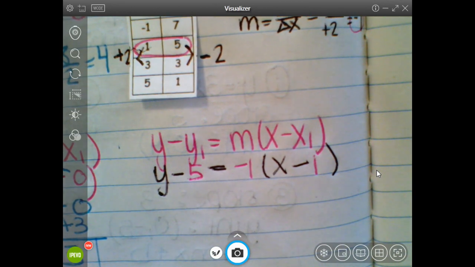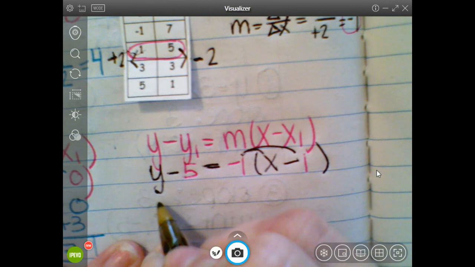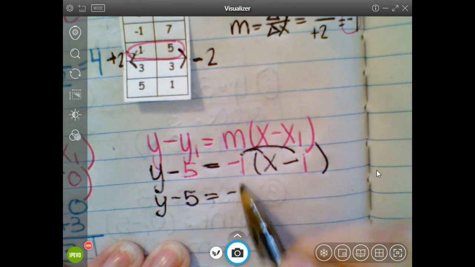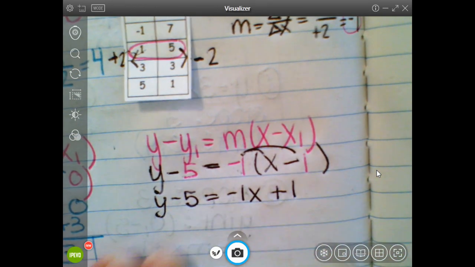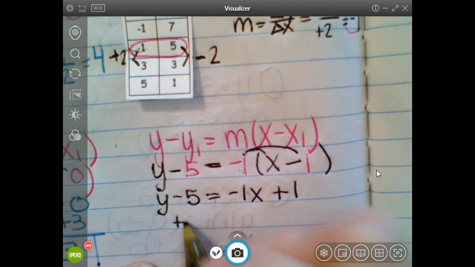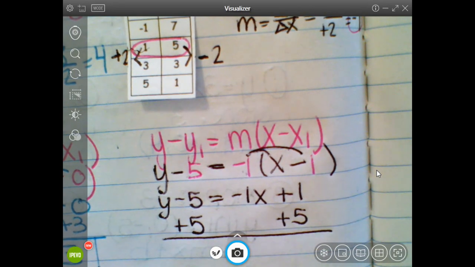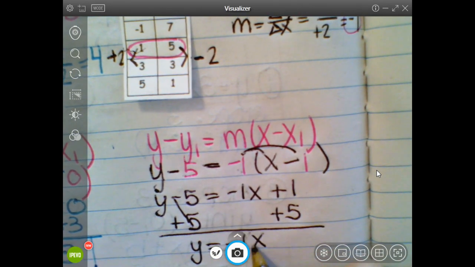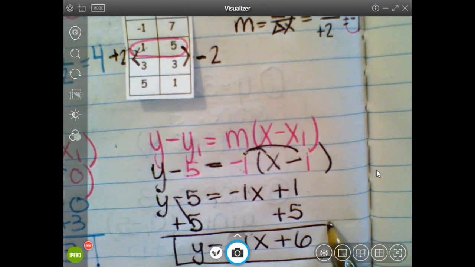And now we're just going to distribute. So leave y minus 5 equals -1 times x, -1x. -1 times -1, +1. And then we're going to add 5. And we're going to get y equals -1x plus 6. And there's my equation in y equals mx plus b.